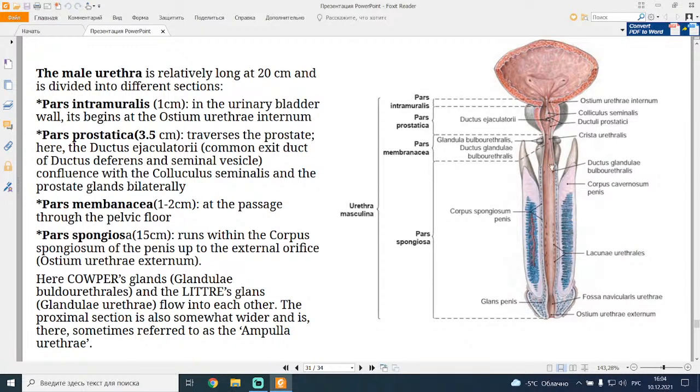Pars spongiosa runs within the corpus spongiosum of the penis up to the external orifice, the ostium urethrae externum. Here the glandula bulbourethralis and the glandulae urethrales flow in. The proximal section is also somewhat wider and is sometimes referred to as the ampulla urethrae.